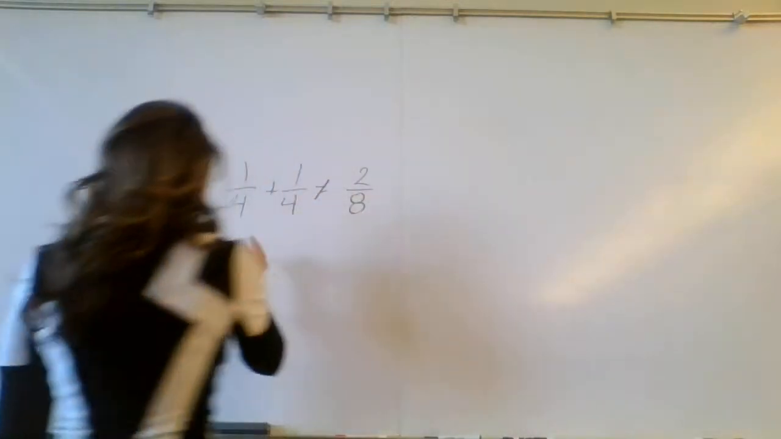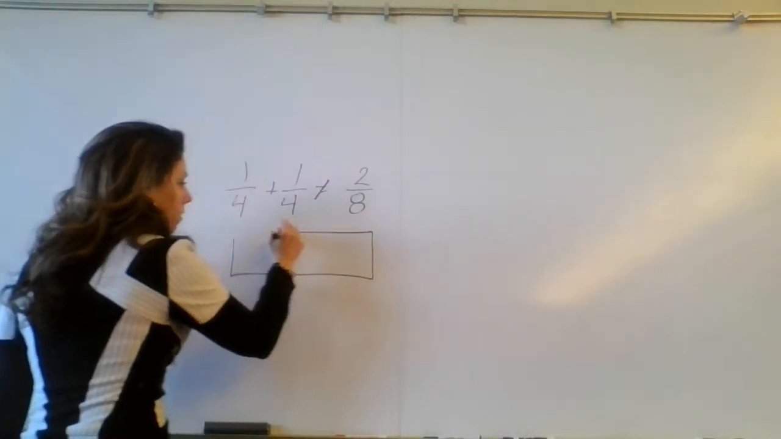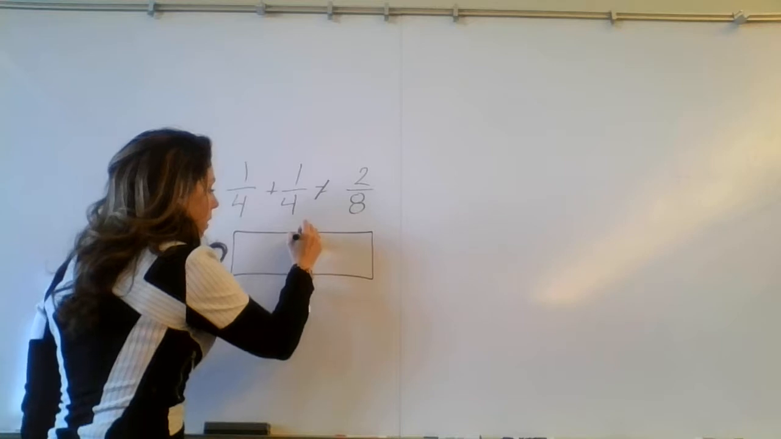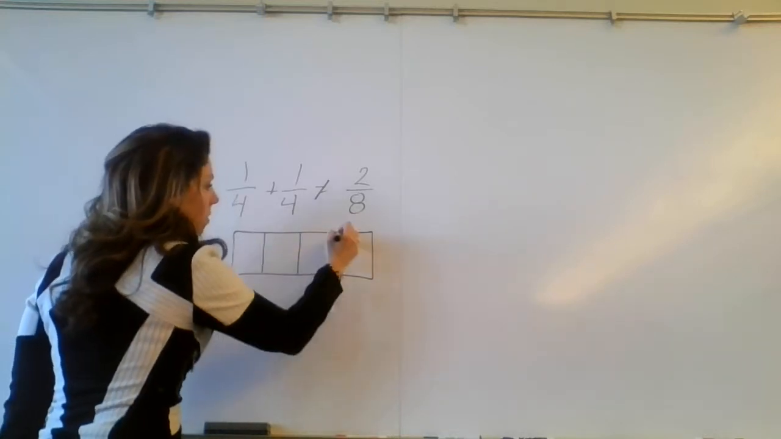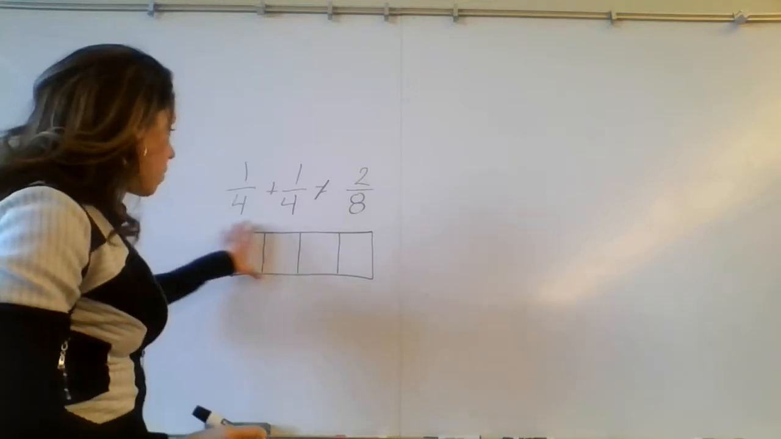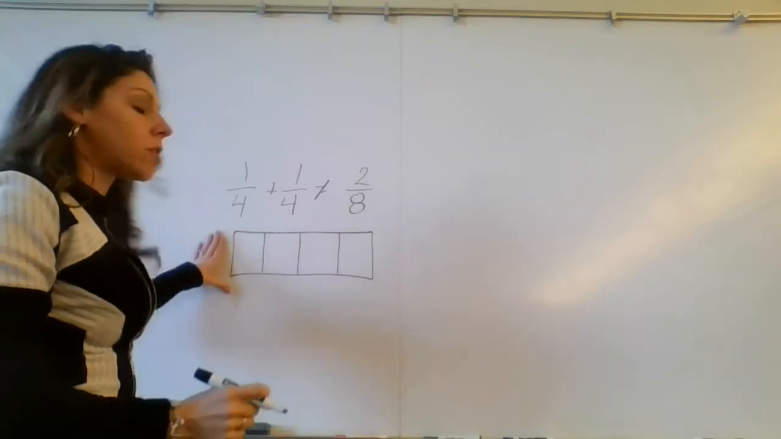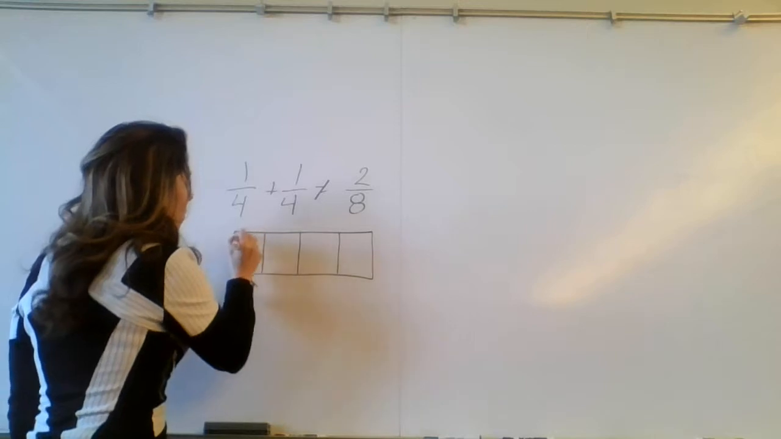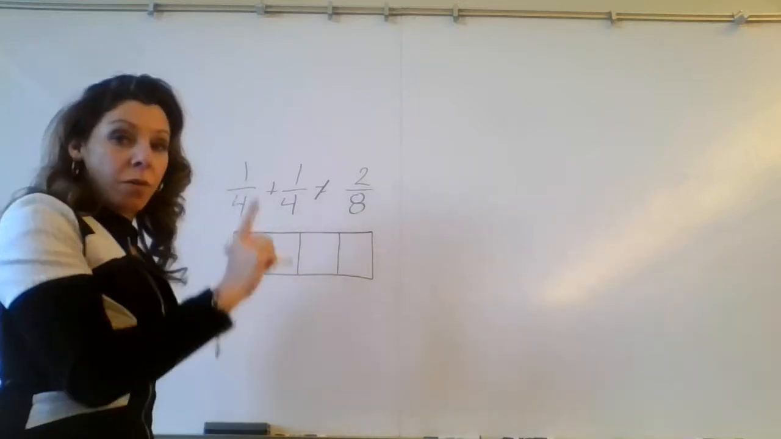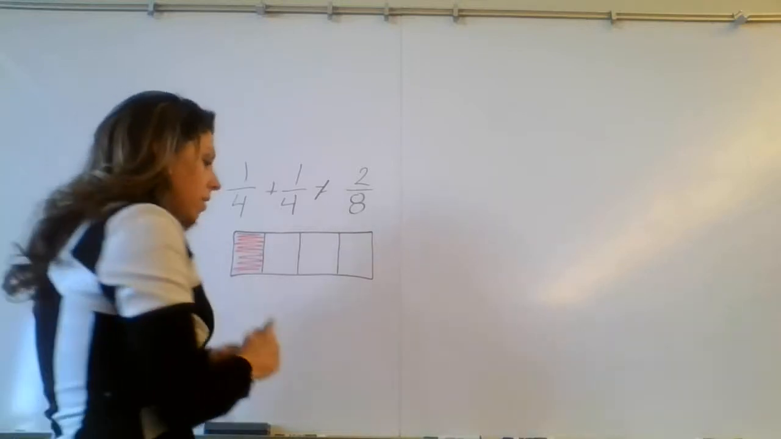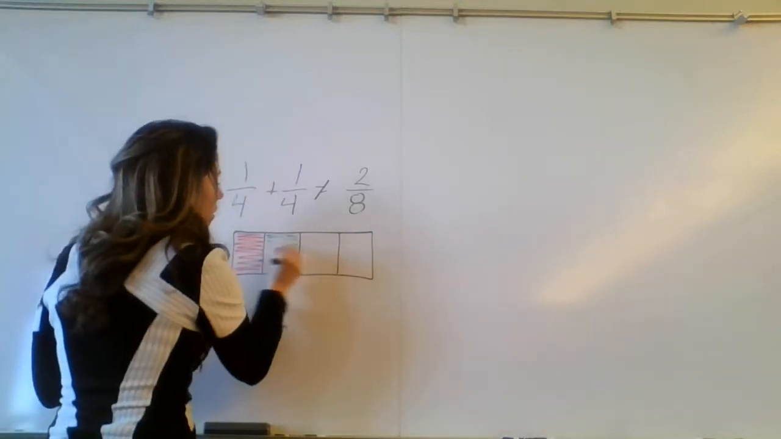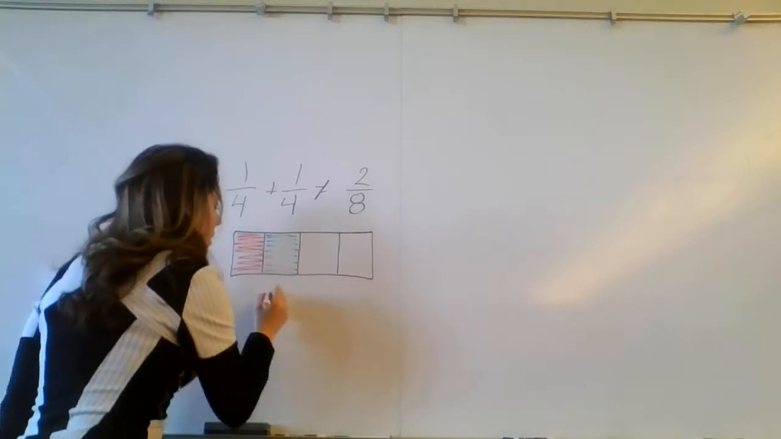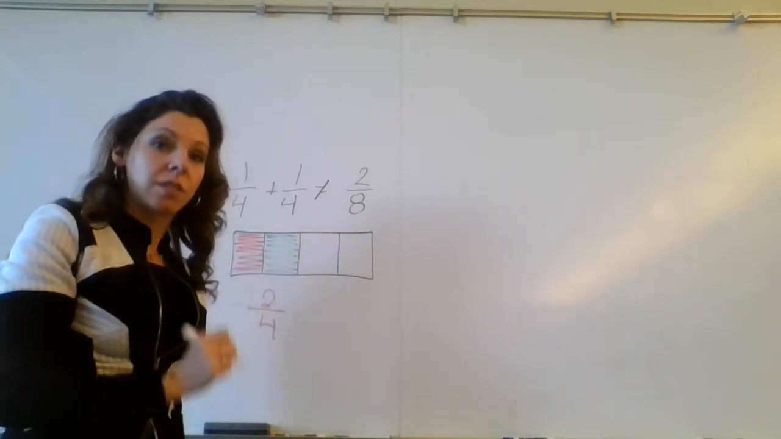So a strip diagram starts by making a rectangle. In a rectangle, I'm going to be adding fourths, so I'm going to split my rectangle into equal fourths, 4 equal parts. This rectangle is one whole split into 4 equal parts. Now I'm going to take 1/4, so one of those 4 equal parts, and I'm going to add to that another one of those 4 equal parts.